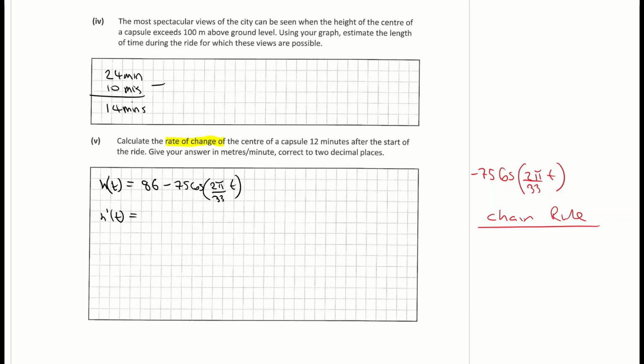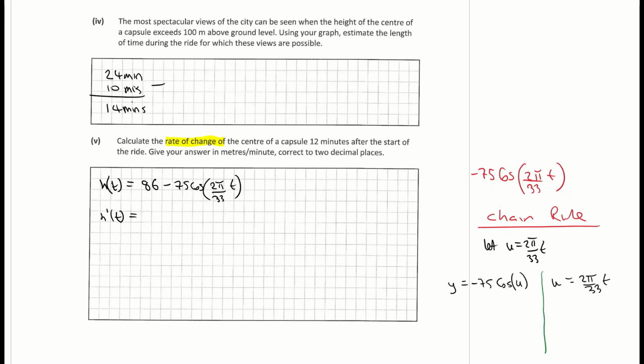And I'm going to let u equal 2 pi over 33t. So that's what I'm going to sub in for u. So I need to therefore differentiate minus 75 cos of u. So that's the first thing I need to differentiate. And then I'm going to have to differentiate my u, which is 2 pi over 33t.